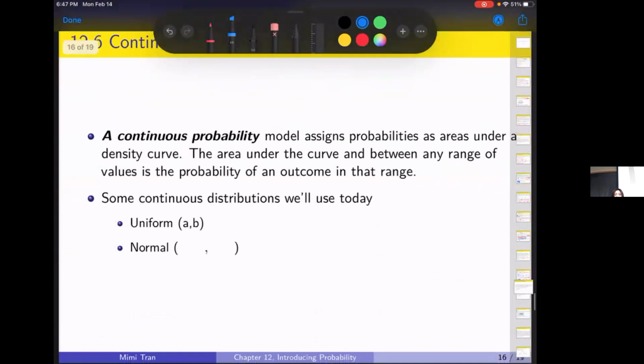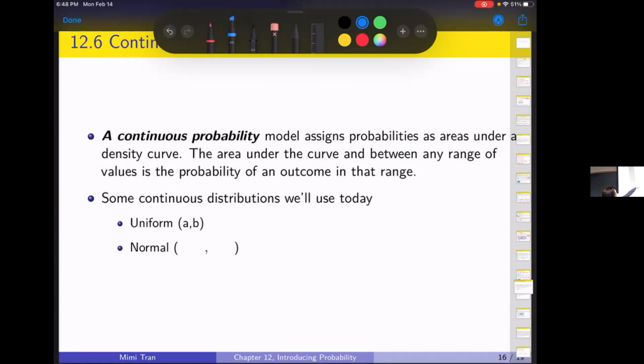So for uniform, remember, sometimes I ask you to label your distribution on top of the picture. Uniform is going to be A comma B. What is A and what is B? Do you guys remember? If you draw a box, A and B are the ends of your width, the left end and the right end.